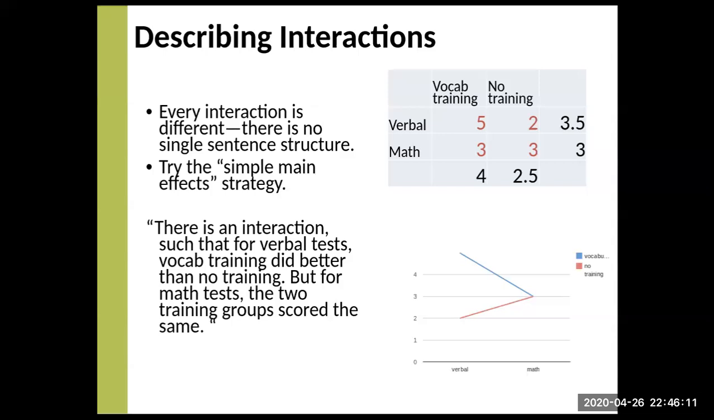You see a big difference in verbal, so we described that difference. For verbal tests, those who had vocabulary training did a lot better than those who had no training. For math, training didn't matter, or the two groups scored the same.